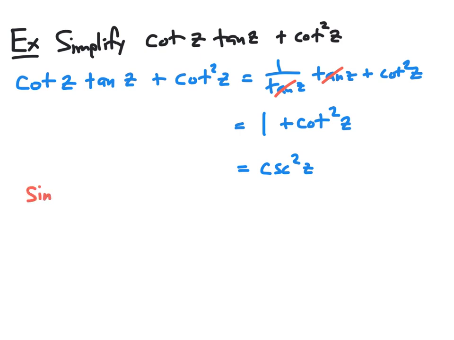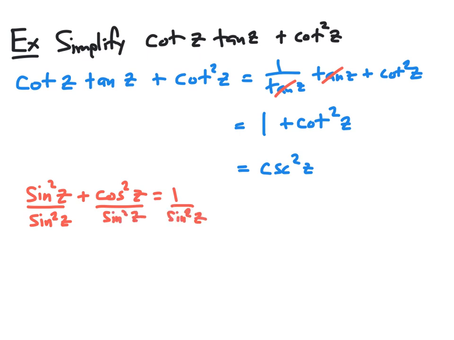If we had forgotten about this, we can always remember that sine squared of z plus cosine squared of z is equal to 1. And if we divide everything here by sine squared of z, term by term, we get the identity that 1 plus cosine squared over sine squared is the cotangent squared, and 1 over the sine squared is the cosecant squared. And so we get exactly the identity here.